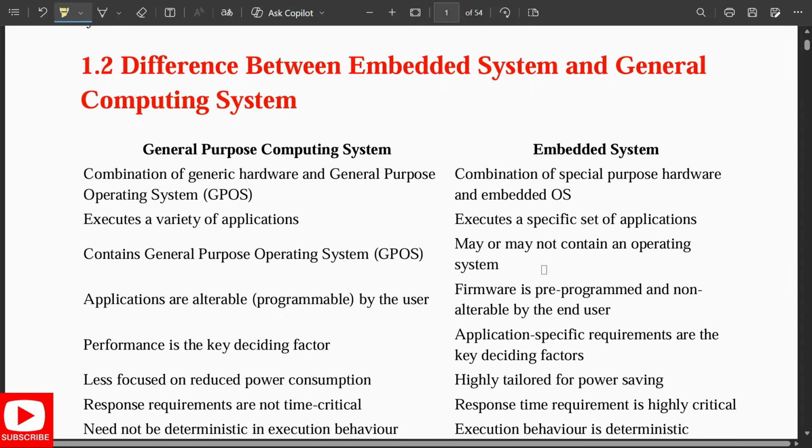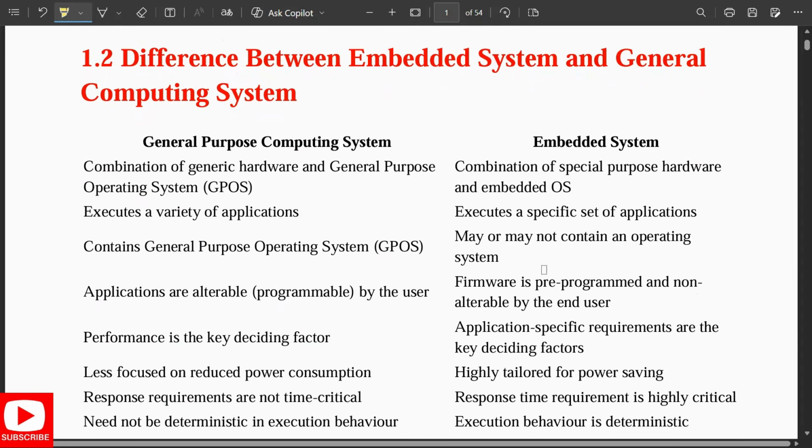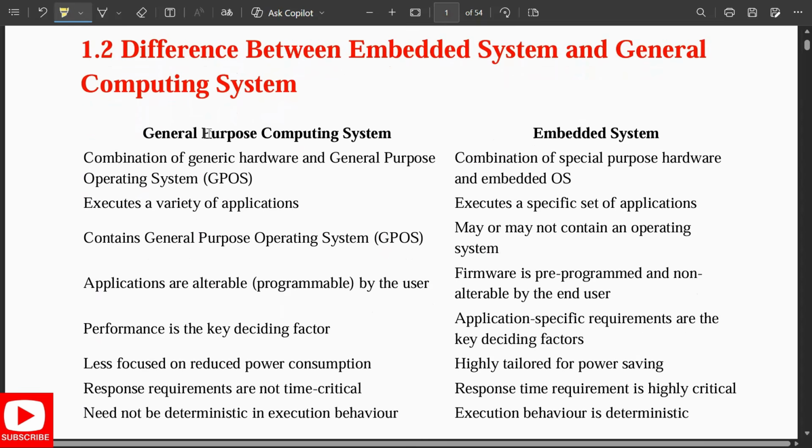Next comes the important question, the difference between the embedded system and the general computing system. On the left side we see the general purpose computing system, and on the right side the embedded system. A general purpose computing system is a combination of generic hardware and a general purpose operating system. The embedded system is a combination of specific purpose hardware and an embedded operating system. The general system executes a variety of applications, whereas here it executes a specific set of applications.